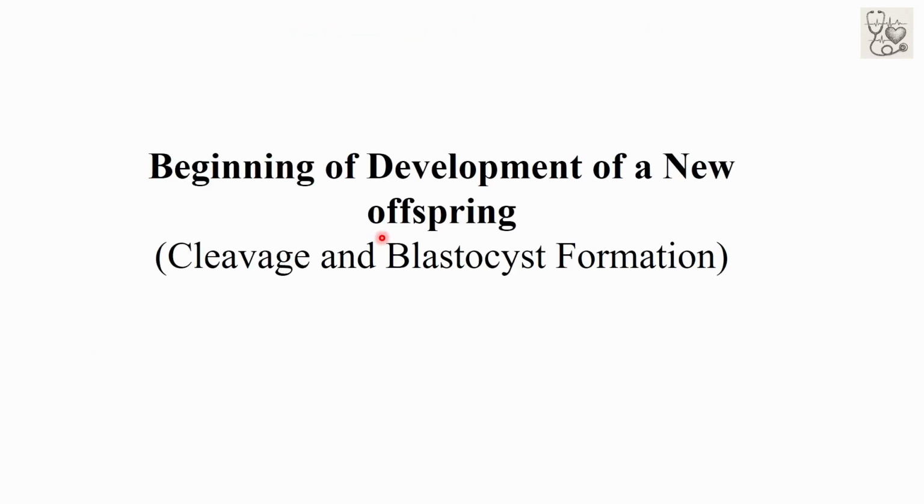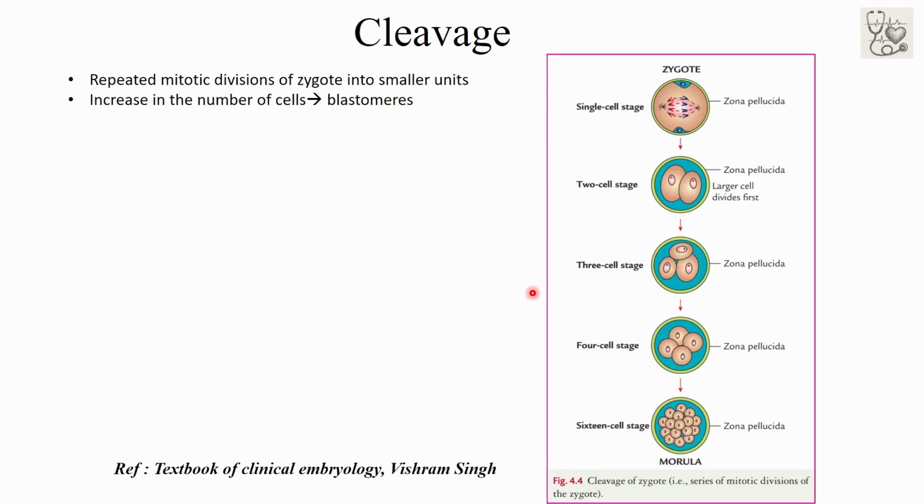Now, after fertilization occurs, the beginning of the development of the new offspring has occurred. So how does the beginning of development occur? In this we are going to discuss cleavage and blastocyst formation. What is cleavage? Cleavage is the repeated mitotic division of the zygote into smaller units.